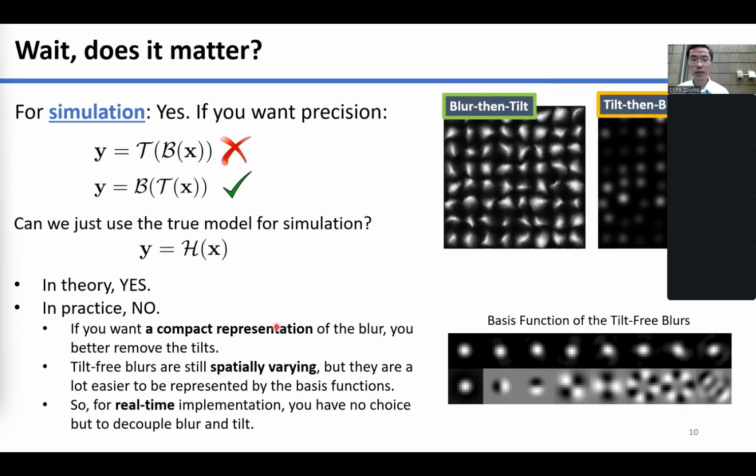In practice, the question here is, can we just use the true model for simulation, right? Why do we want to use any one of these? The reason is that it's not about speed. It's all about the computational complexity. If you don't do that, even for simulation, it's going to take forever.